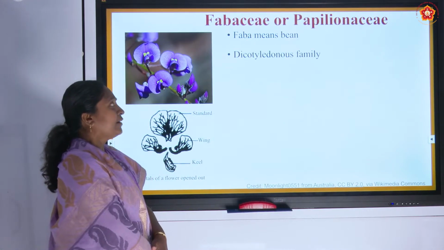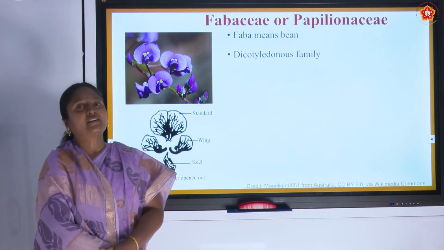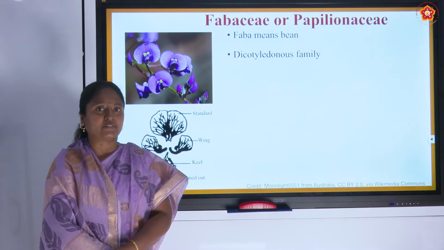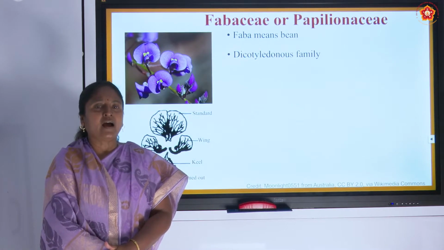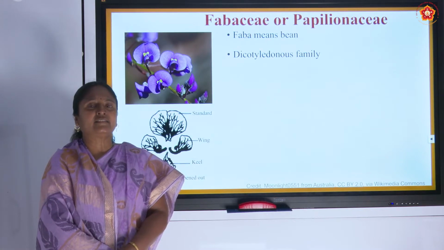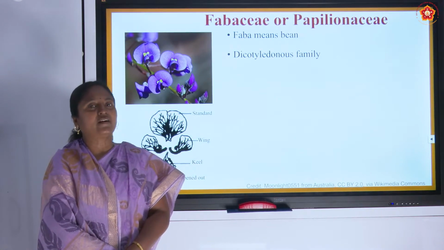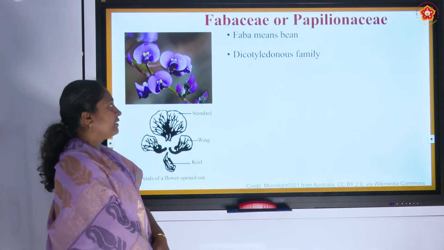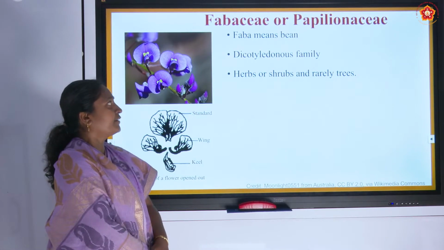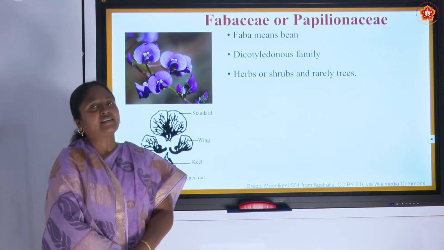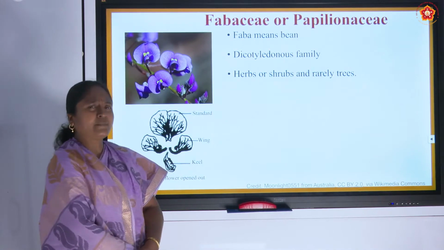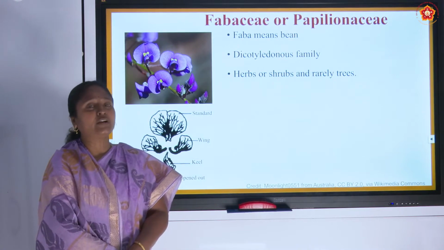They are a dicotyledon family, that is, the cotyledon, the seed, can be divided into two equal halves. You can imagine a pea plant or a groundnut plant. In the groundnut seed we can divide the seed into two equal halves, which is what is known as a dicotyledon family. They are mostly herbs or shrubs. Rarely they are trees. Herb means a small plant, a shrub is a little bit bigger, and trees will have the wooden part.